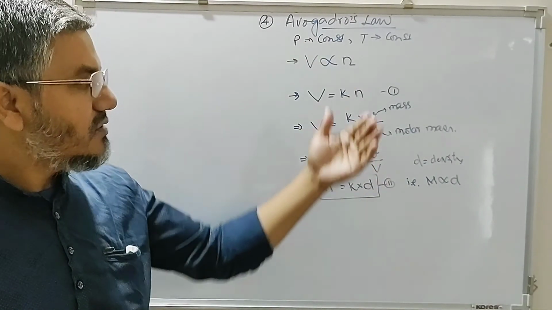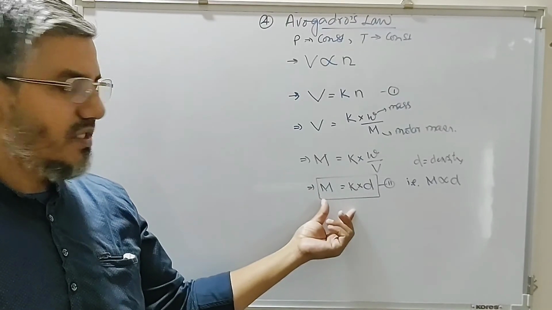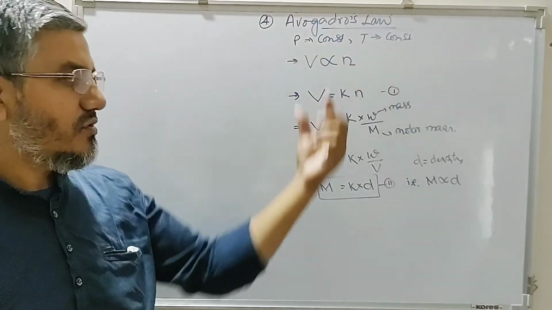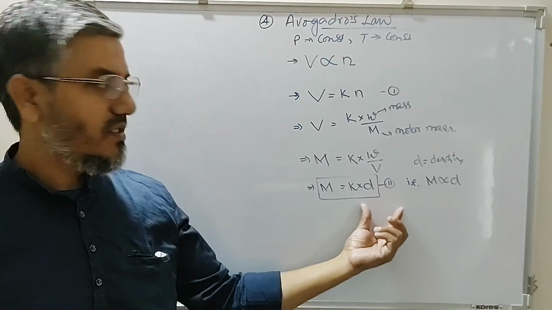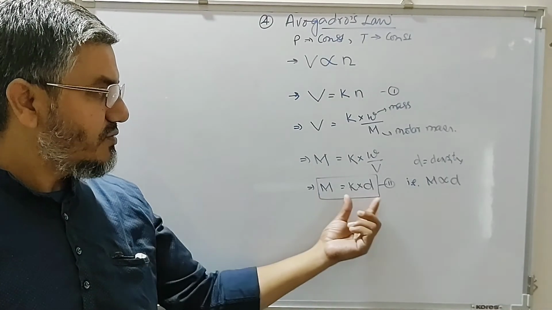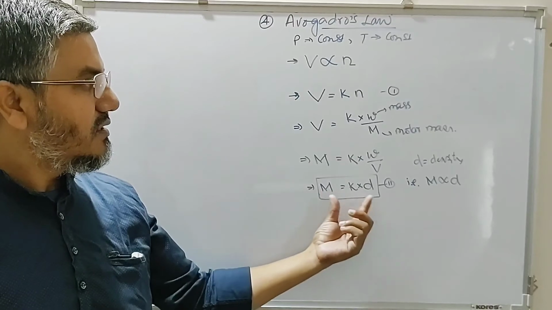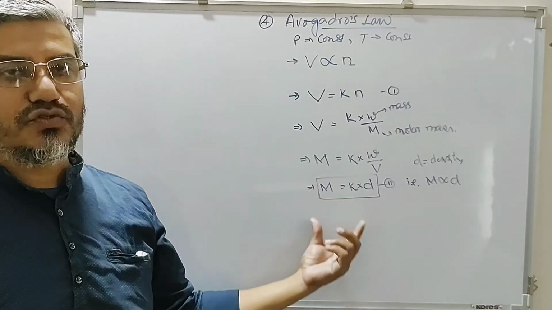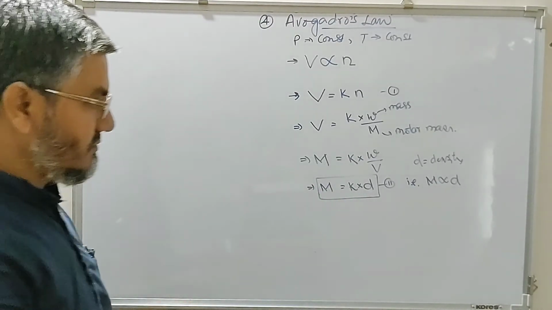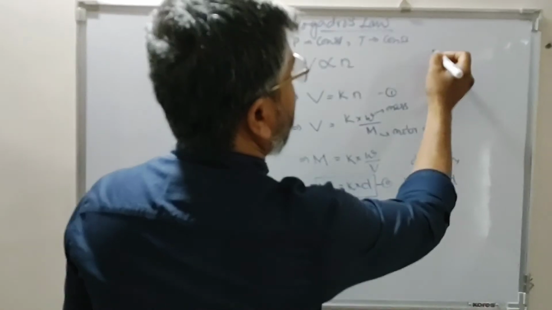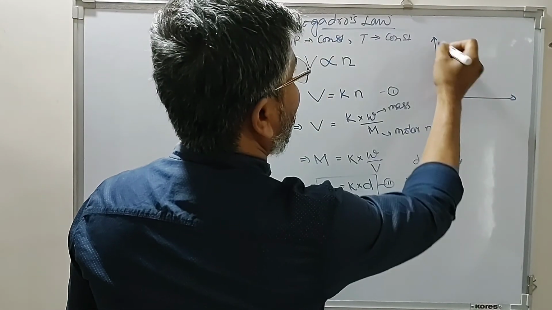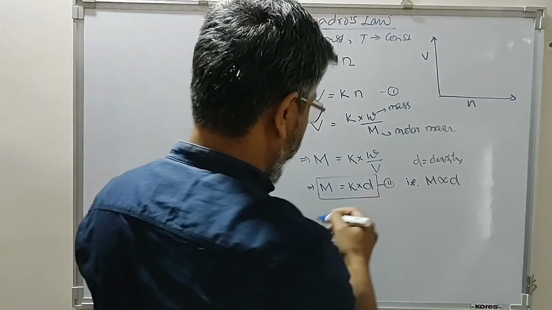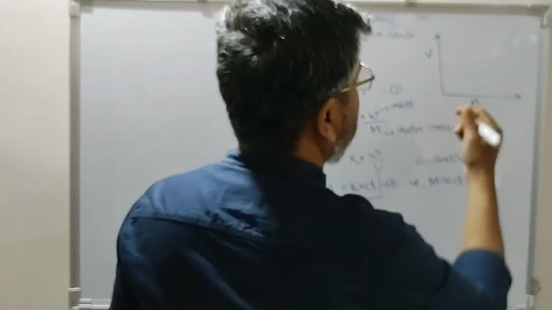So the derived equation is molecular mass of the gas at a given temperature and pressure is always proportional to the density of the gas. So if you make the graph of mass versus density, then this will make a straight line passing through origin. So look at this. We have volume versus n. So equation of straight line passing through origin. And the slope is equal to K.